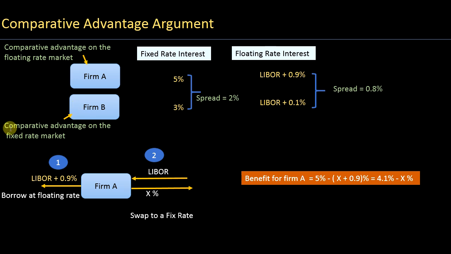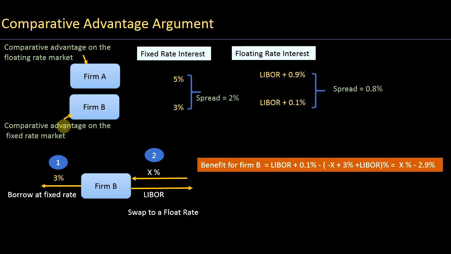So firm B, we said, should borrow at a fixed interest rate because that's where firm B has a comparative advantage. We said firm B can borrow cheaper in the fixed rate, 2% cheaper than firm A. So firm B should borrow at 3%. So that's what you see here. That's the first transaction. And then if firm B wants exposure to a floating interest rate, firm B should enter into a swap. That means pay LIBOR and receive X%.